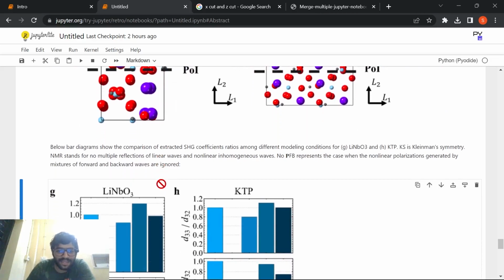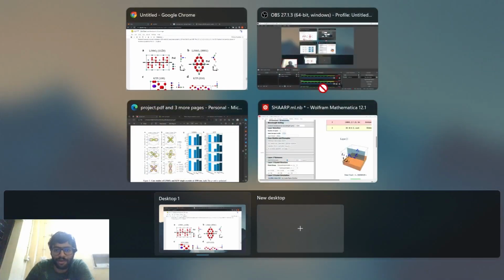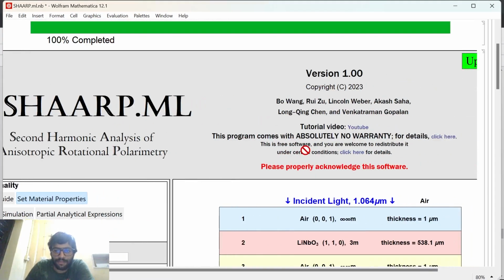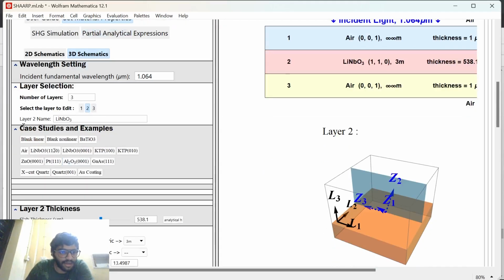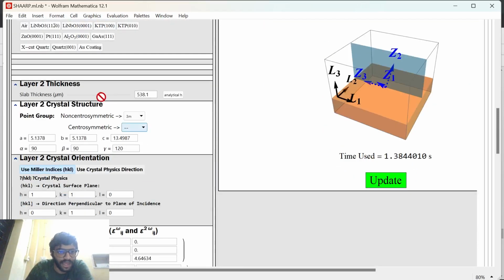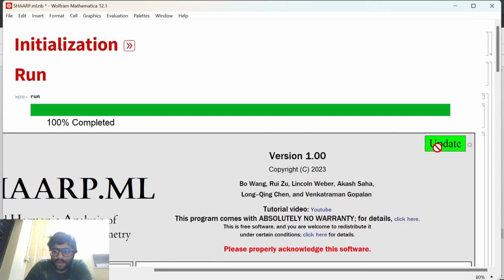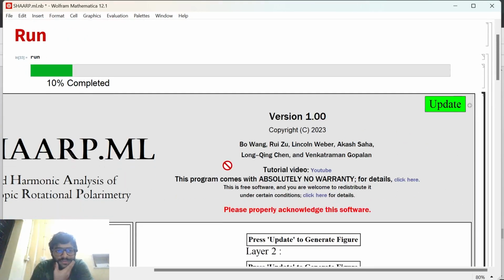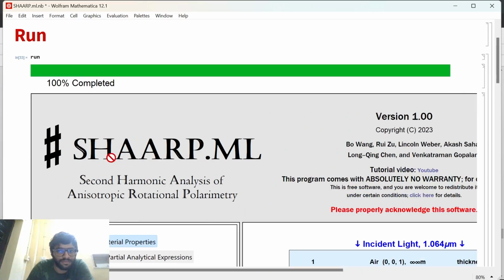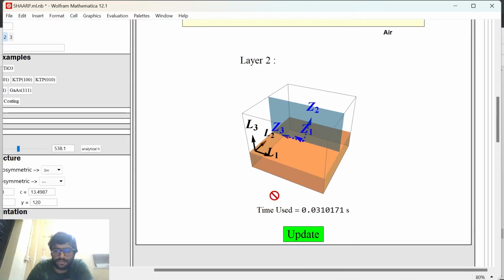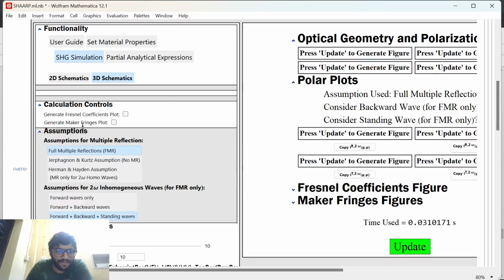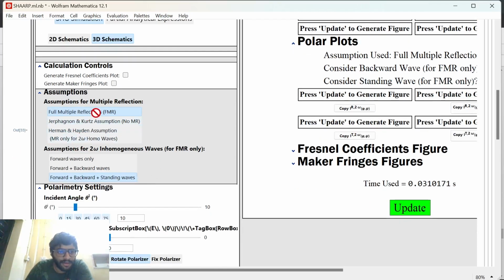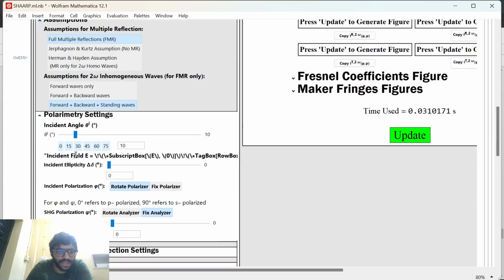Now we can see the SHG response in sharp.ml. This is the sharp.ml page. It runs on Mathematica. So if I go to set material properties and I select the L9 geometry, I can choose the slab thickness and update. Now it shows the coordinate axis. I can get the SHG simulation. Unfortunately, the makeup in this plot and the Fresnel coefficient plot doesn't work. There seems to be an error in this version. But for FMR over backward standing waves, I can choose the angle 15 degrees.